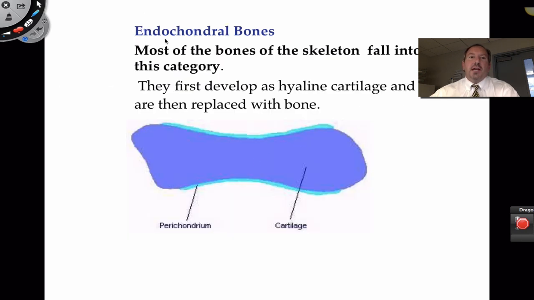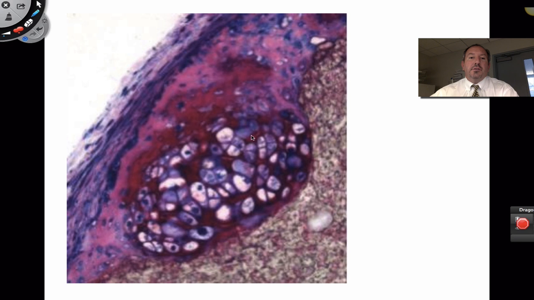This endochondral bone is the majority of our bones, and so you start off with what looks like a bone, but it's really cartilage. And then you can see here is the beginning of the periosteum. And so what happens is this cartilage then needs to be replaced by bone. And so here's again a reminder of what this cartilage looks like. These are the chondrocytes right here.